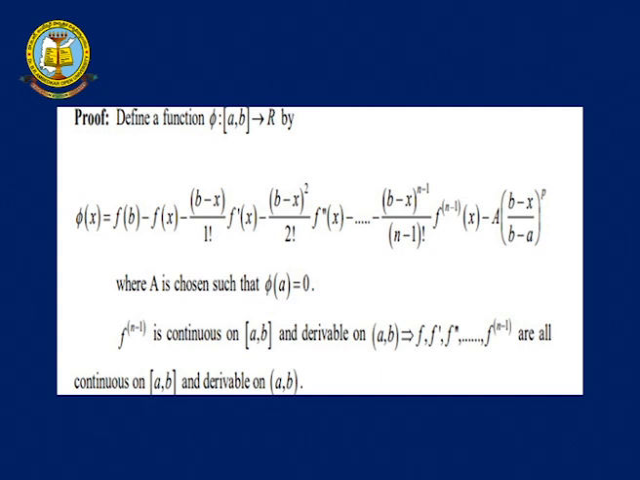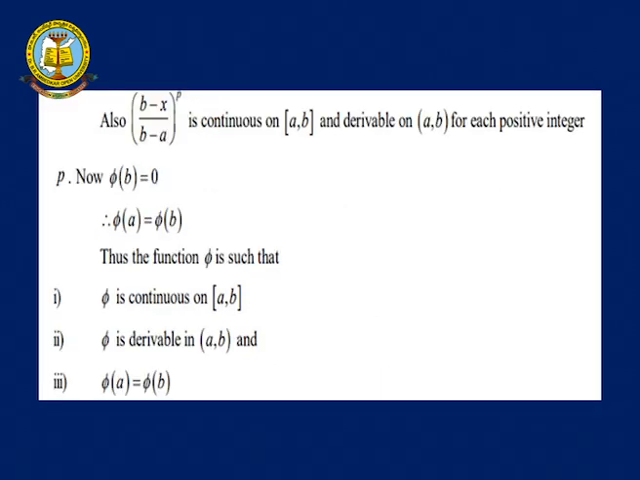f, f dash, f double dash, and so on up to f^(n-1) are all continuous on [a, b] and derivable on the open interval (a, b), and also ((b minus x) by (b minus a)) whole power p is continuous on the closed interval [a, b] and derivable on the open interval (a, b), for each positive integer p. Then phi of b equals 0. Therefore, phi of a equals phi of b. Thus the function phi is continuous on the closed interval [a, b], derivable on the open interval (a, b), and phi of a equals phi of b.